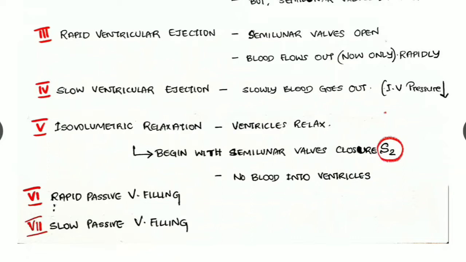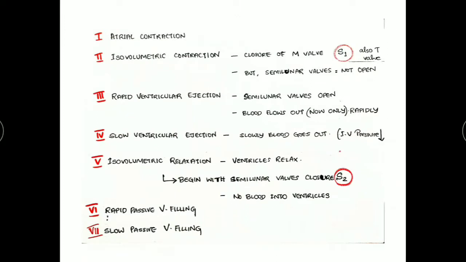Next is the stage of passive venous filling, and that has two sub-stages: rapid passive ventricular filling and slow passive ventricular filling. This is the cycle of the heart.